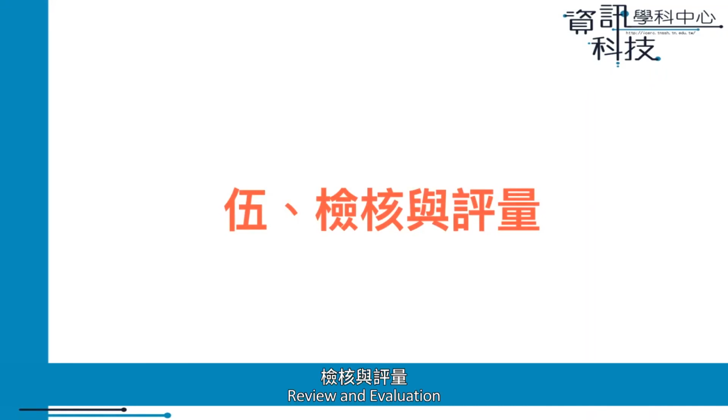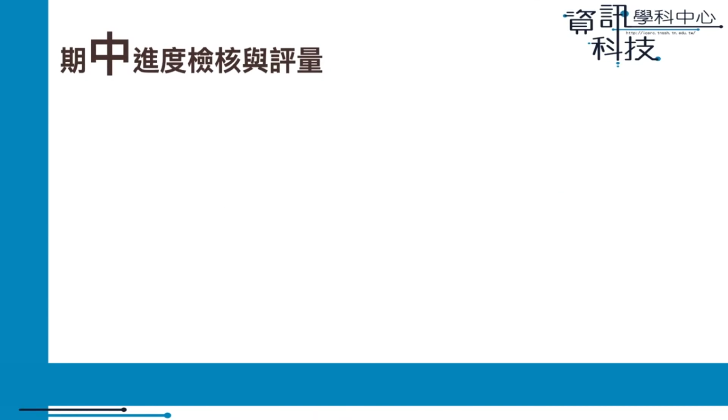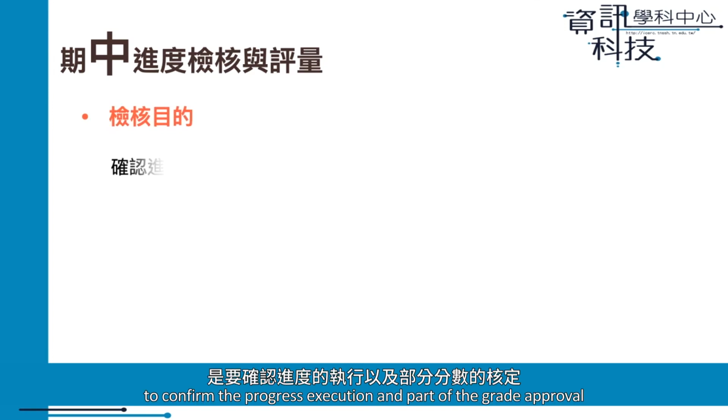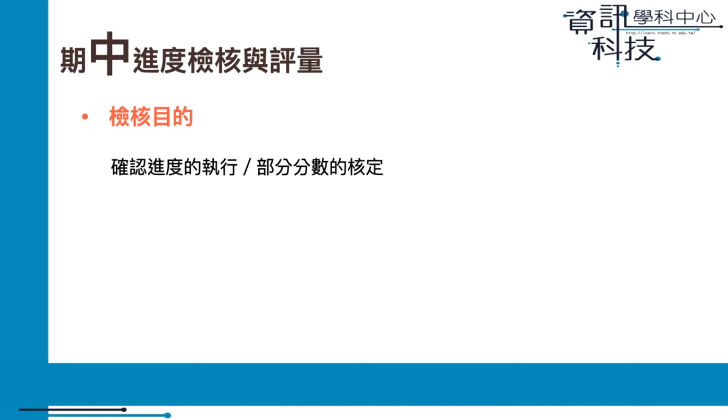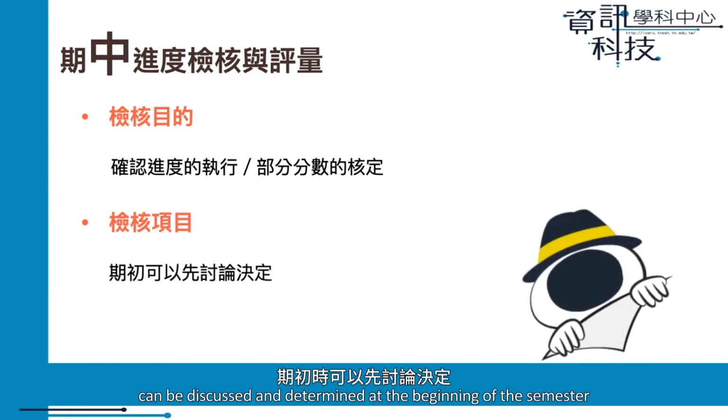Fifth, review and evaluation. Mid-semester progress review and evaluation. The objective of the review is to confirm the progress execution and part of the grade approval. The reviewed items can be discussed and determined at the beginning of the semester.